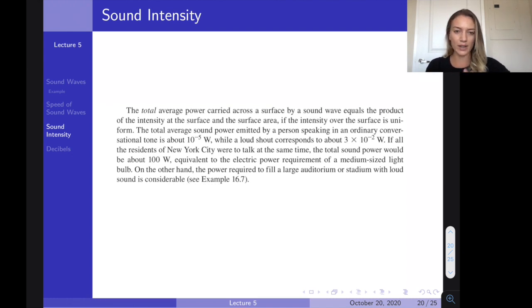So that's 10 to the negative 5 watts for a normal conversation. And then a loud yell will correspond to about 10 to the negative 2 watts. And I thought this was interesting: if all of the residents of New York City were to talk at the same time, the total sound power output would be about 100 watts. So that's basically just a light bulb. You can see really how little energy sound carries at our normal conversational levels.